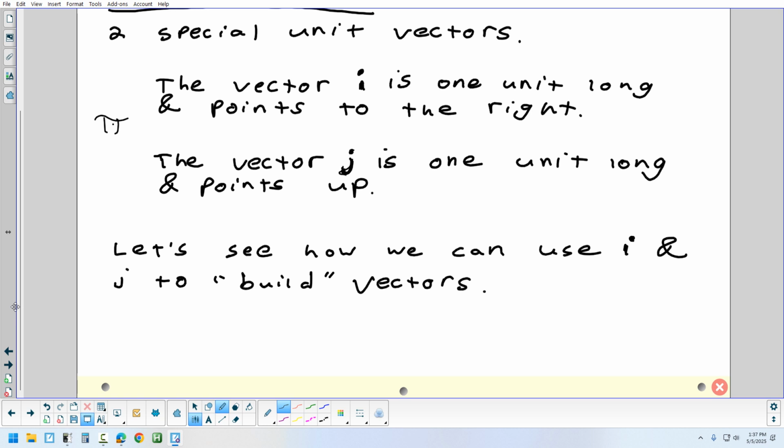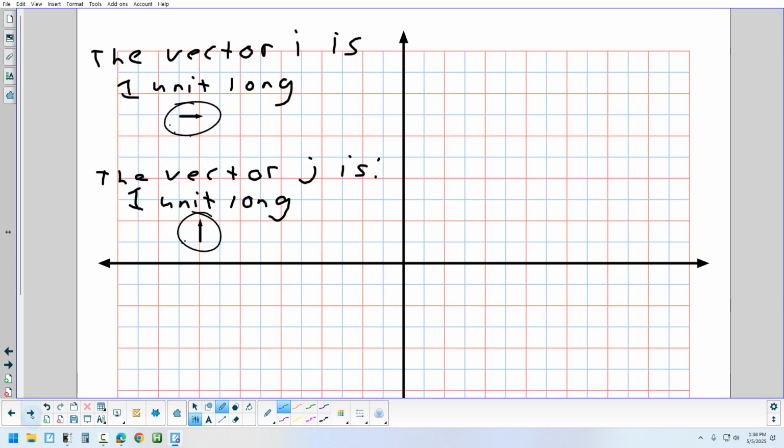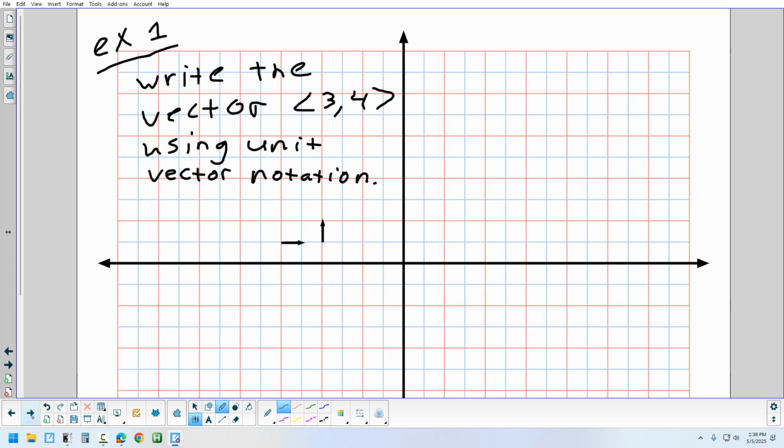Once you see it, it's very, very straightforward. So think of the i's and j's as like building blocks, like Legos. We can stack them together to make any vector that we want. So let's build the vector 3, 4.